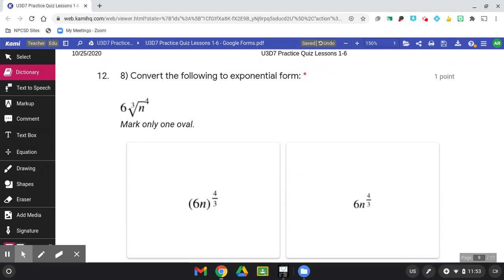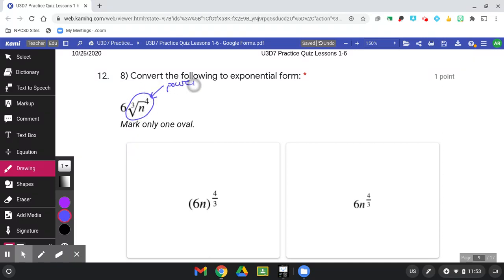Okay, convert to exponential form. Remember, power over root. Okay, so this is the power, or the exponent, and this is the root, root 3. So the 6 is not affected by any of this, but then the power over root 3. And that's the final answer.